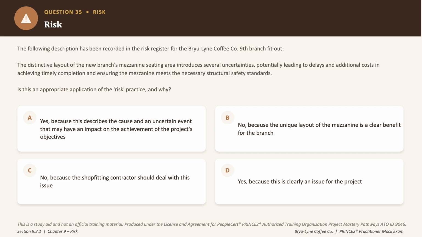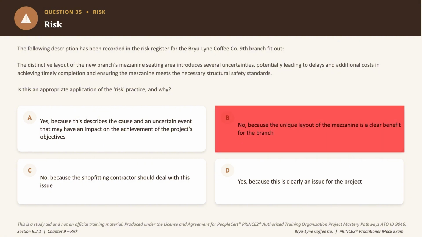Now, if you think about it, this statement gives you the cause, the design itself, the event, and several uncertainties around delivery, and also the effect: delays, extra cost, and a possible failure to meet the safety standards. Okay. Now, this is a textbook definition of the risks expression. It's definitely not a benefit, because calling a source of uncertainty a clear benefit ignores the genuine downside of being described. So that's why option B is incorrect.